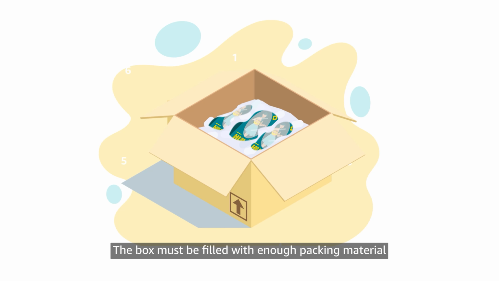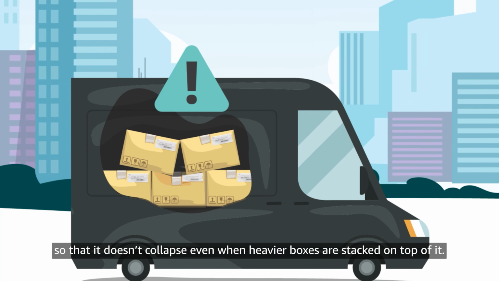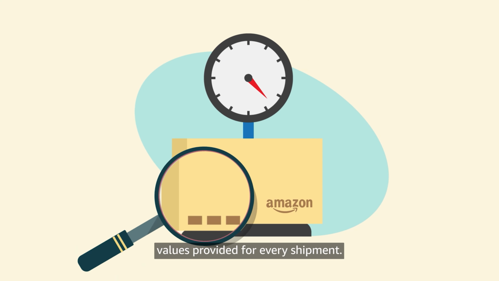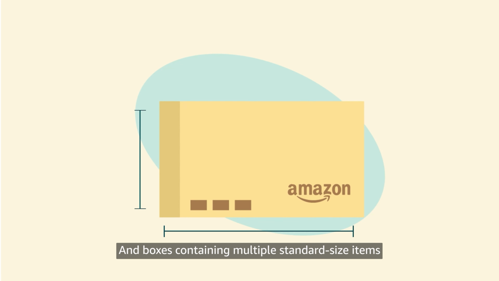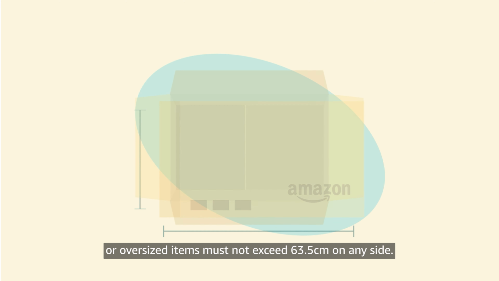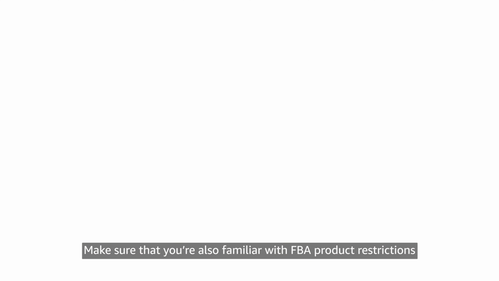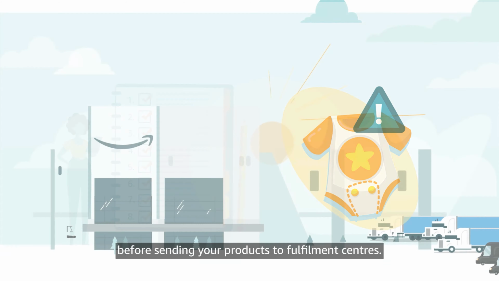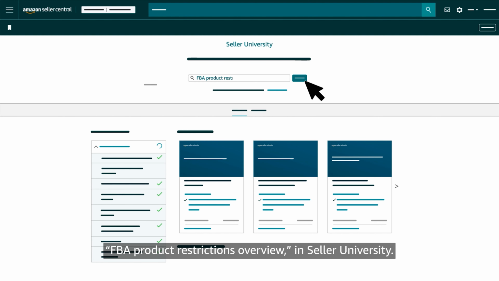The box must be filled with enough packing material so that it doesn't collapse, even when heavier boxes are stacked on top of it. All cartons must meet the weight requirements and correct values provided for each shipment. And boxes containing multiple standard size items or oversized items must not exceed 63.5 centimeters on any side. Make sure that you're also familiar with FBA product restrictions before sending your products to fulfillment centers. To learn more, search for our video, FBA Product Restrictions Overview, in Seller University.